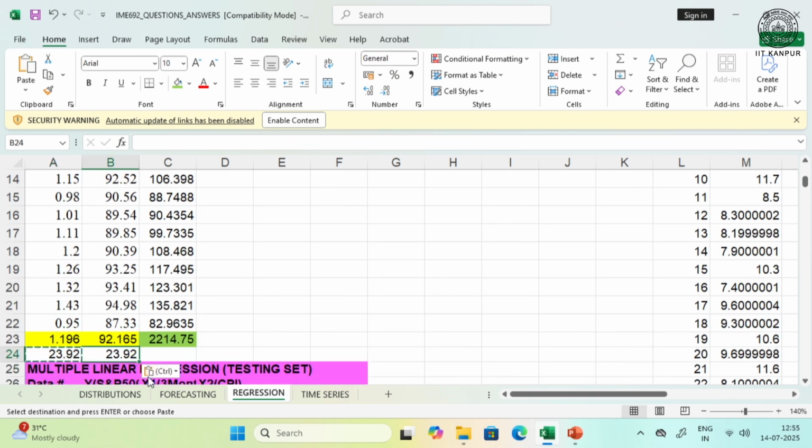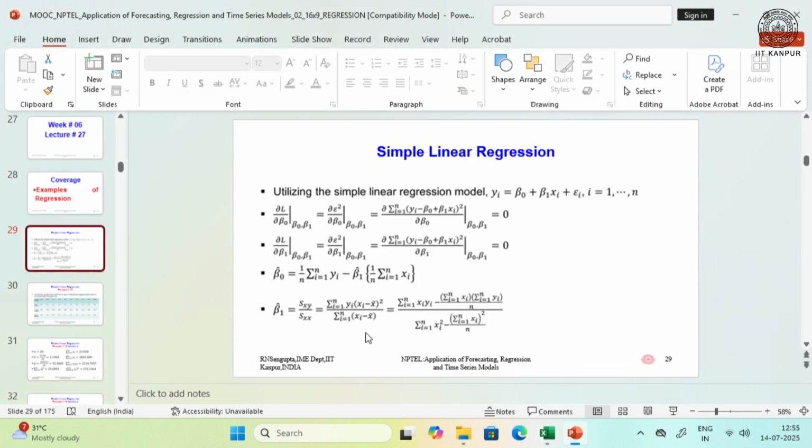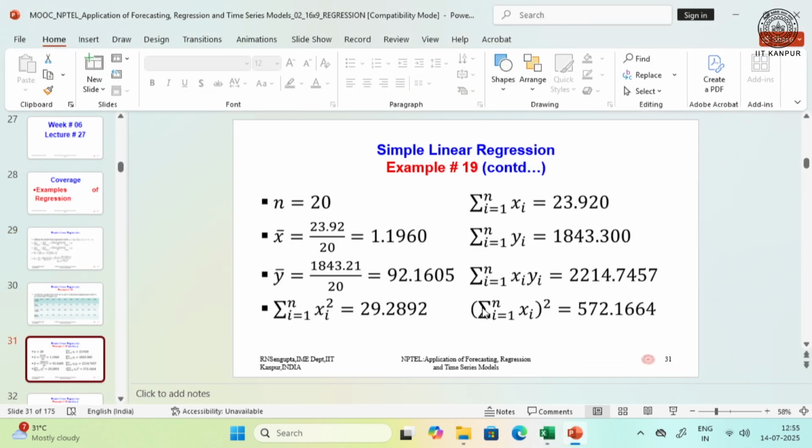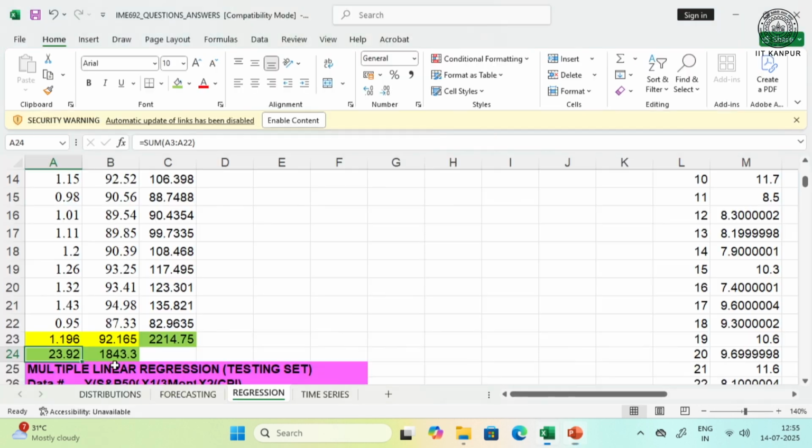And the sum of y, so I will mark it in green because the sum was all given in green. So, the sum of x is coming out to be 23.92. Yes, here it is 23.92, and the sum of y comes out to be 1843. So, all the values are matching.